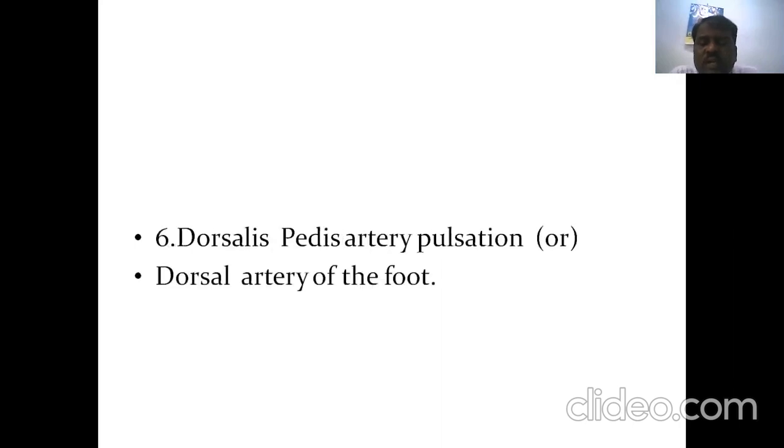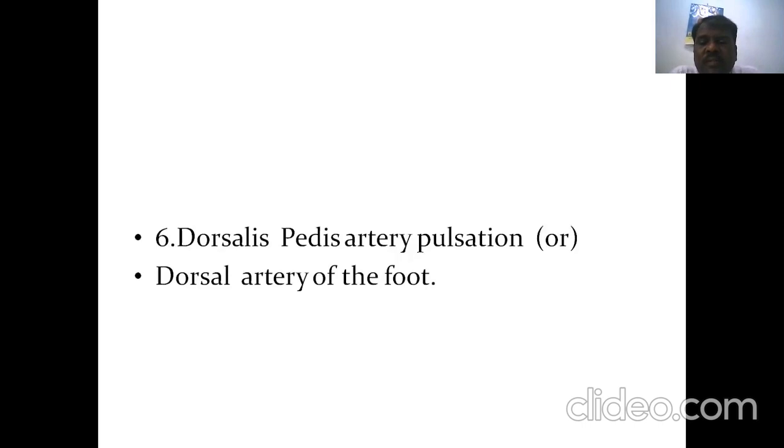Sixth question is dorsalis pedis artery pulsation, also called the dorsal artery of the foot. It is a continuation of the anterior tibial artery. You know that the popliteal artery divides into anterior and posterior tibial arteries. The anterior tibial artery continues and crosses below the flexor retinaculum, then the name changes to dorsalis pedis artery.